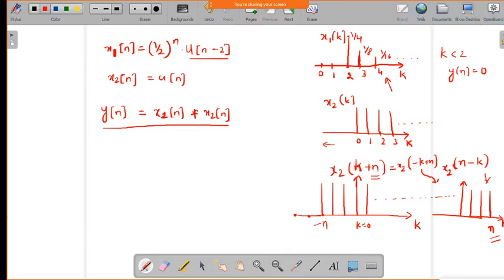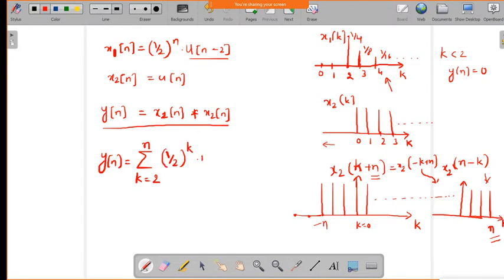Now you write the value of k. That is the index, exactly from 2 to n. So your y of n is equal to the sum from k equal to 2 to n. Now what is x1 of k? It is half power k.